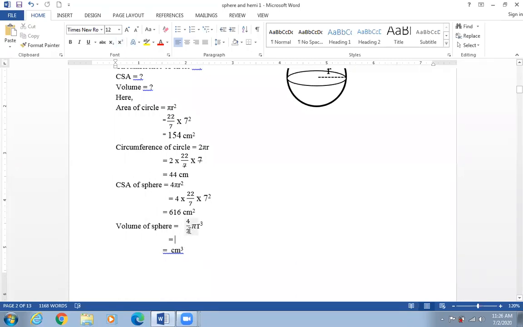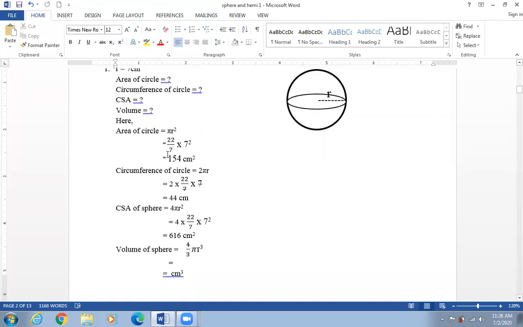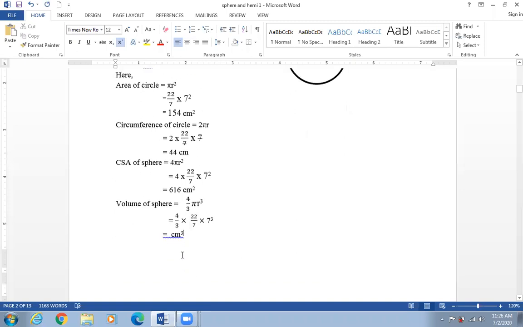Okay. So 4 by 3 pi r cube. So write down 4 by 3. Pi means 22 by 7. And radius, what is the value of radius? It is 7, isn't it? So r cube means 7 cube. So let us write down and get the value. Okay, so tell me, Abhishek, what was the answer?